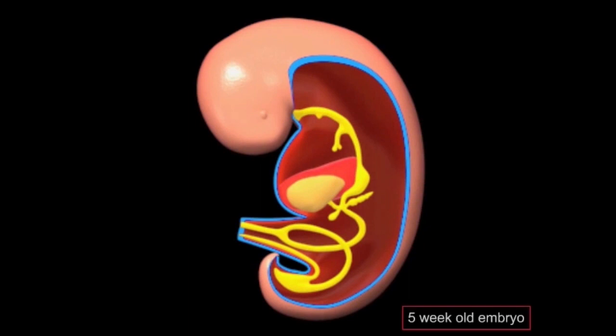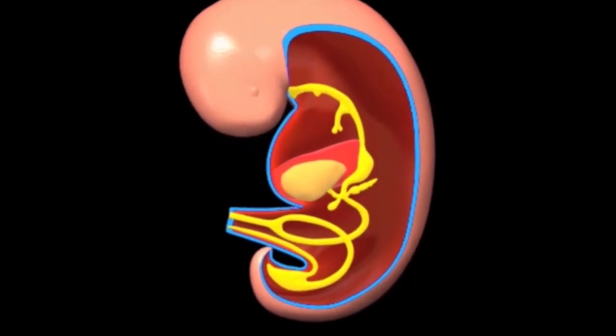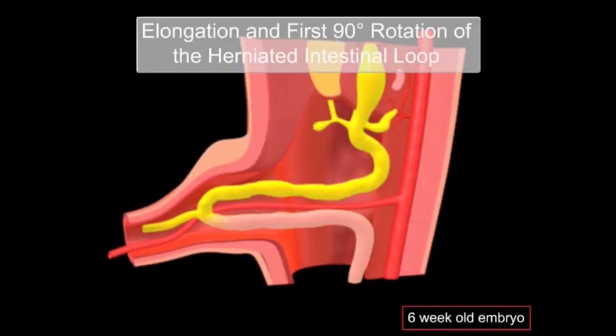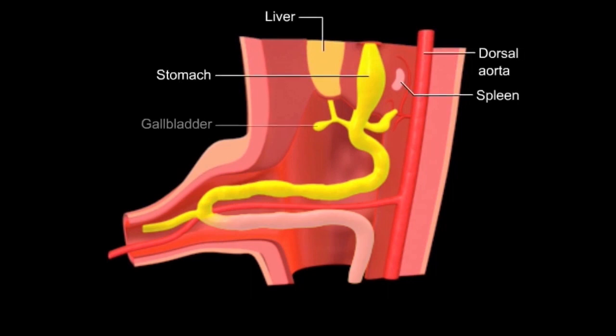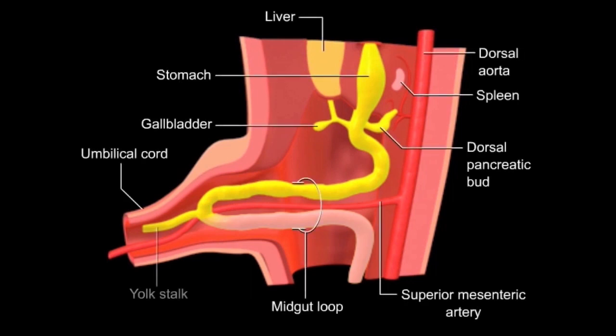The midgut will give rise to the small intestine, including the duodenum distal to the opening of the bile duct, the cecum, appendix, ascending colon, and proximal 2/3 of the transverse colon. By the beginning of the 6th week, the C-shaped midgut elongates and projects into the proximal part of the umbilical cord. This process is called a physiological umbilical herniation.